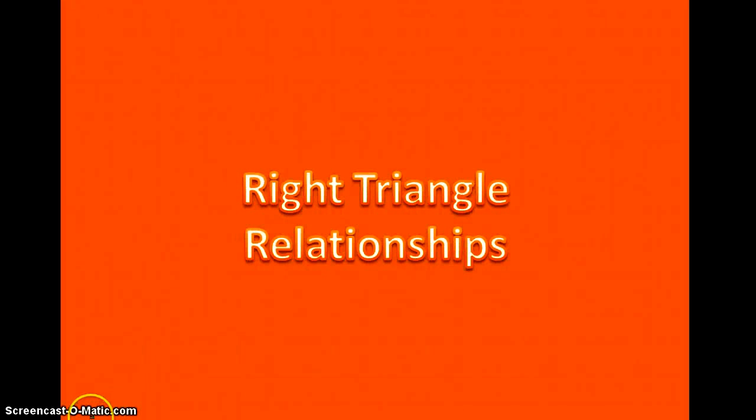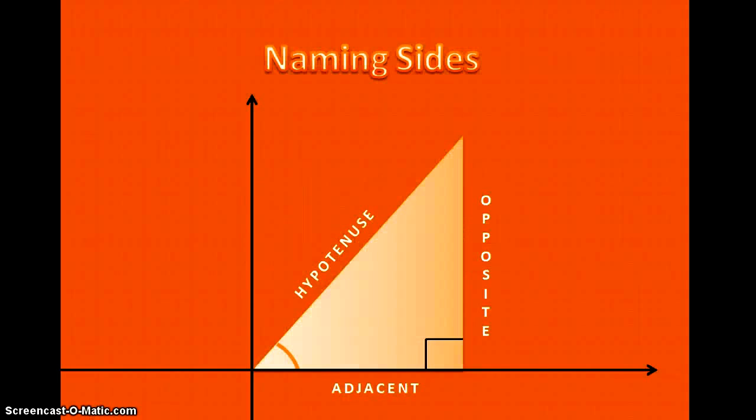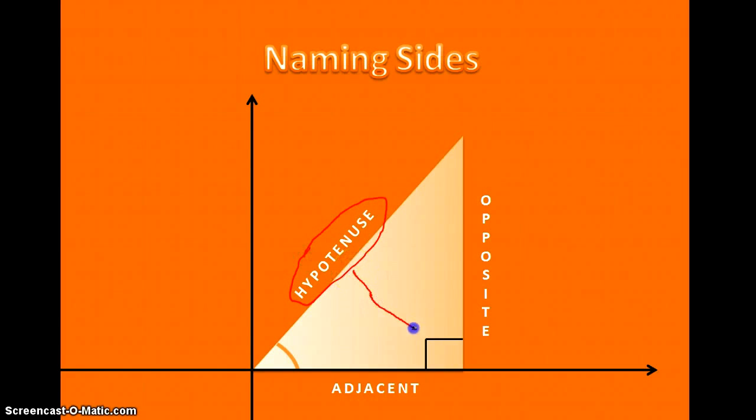Alright, today we will be talking about our right triangle relationships and how the angles relate to the sides of a triangle. First off, we must know the names of the sides. To start, we have the hypotenuse. The hypotenuse is always directly across the triangle from the 90-degree angle.